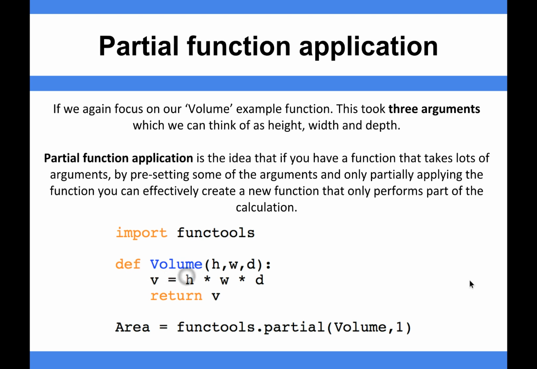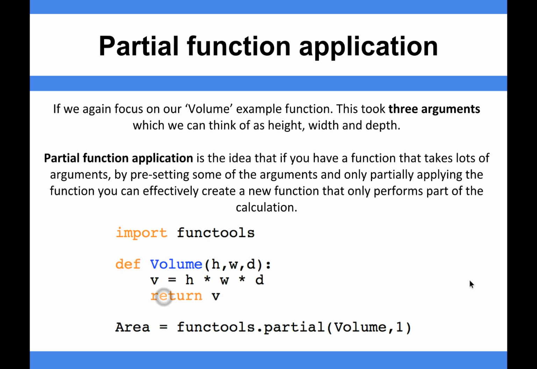But if you imagine we've got def volume, which takes height, width, and depth, and then we're going to say volume v equals the height times the width times the depth, and then we'll return v. So if we ran that function using only the height and the width, we could calculate the area. So instead of using the whole function, if we only use part of that function, that's known as partial function application.